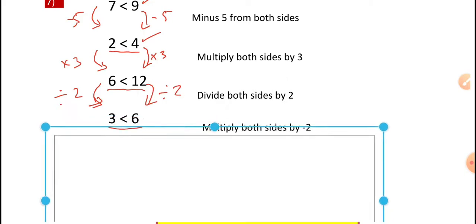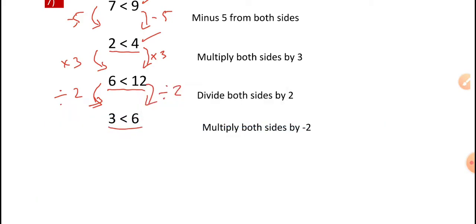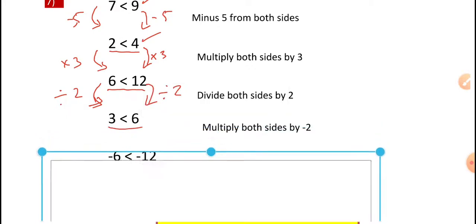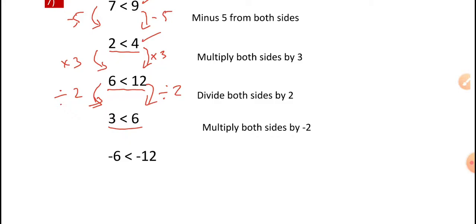But what would happen if we multiply both sides by minus 2? So what's 6 times minus 2? It's minus 12. And what's 3 times minus 2? It's minus 6. So don't forget, all of these statements are true so far. If I times this side by minus 2, I get minus 12, and if I times this side by minus 2, I get minus 6.